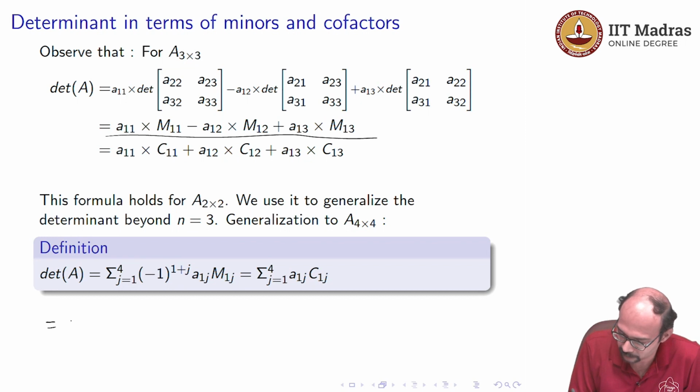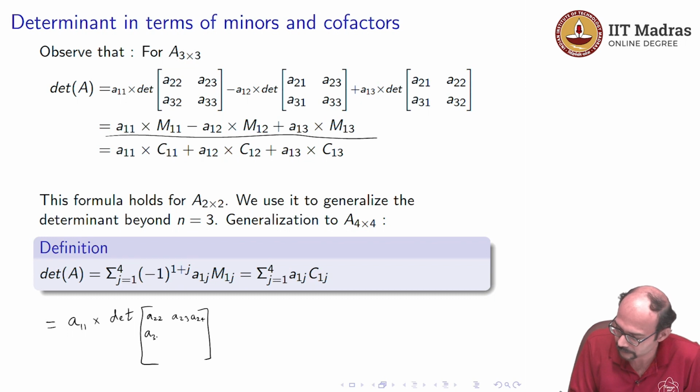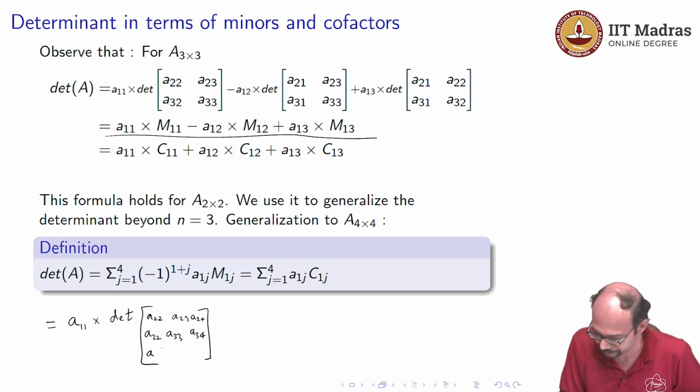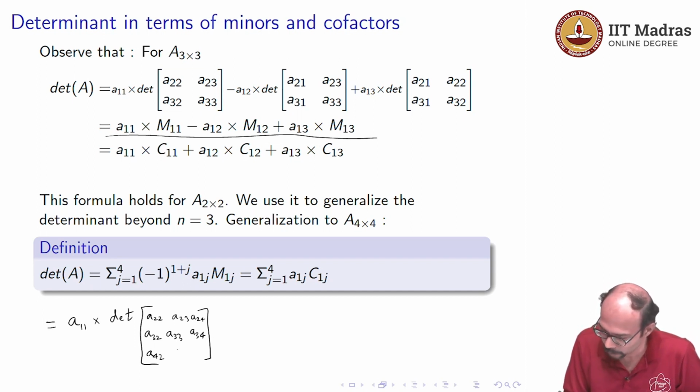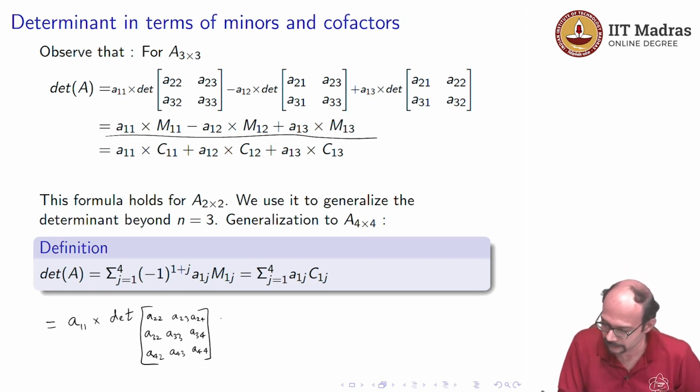So, what does this mean? This means that the determinant, for a 4 by 4 matrix, is a11 times the determinant of whatever you get after dropping the first row and the first column. So, a22, a23, a24, a32, a33, a34, and then a42, a43, a44. That is your first expression, the first term in this sum.